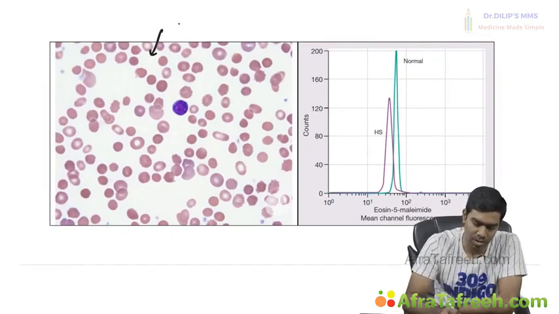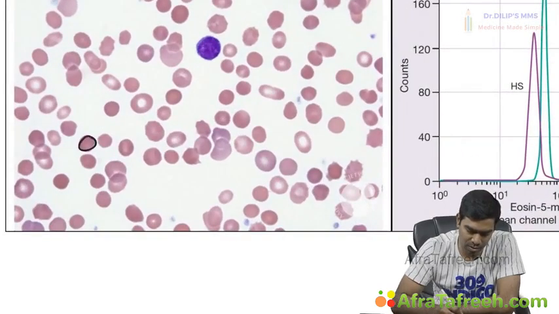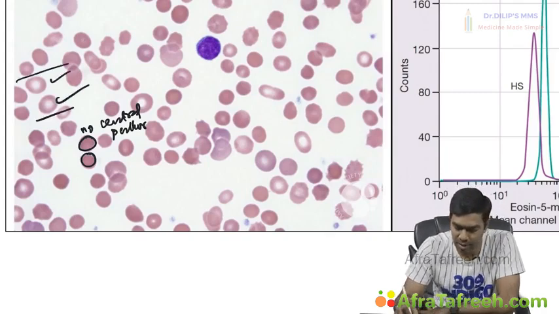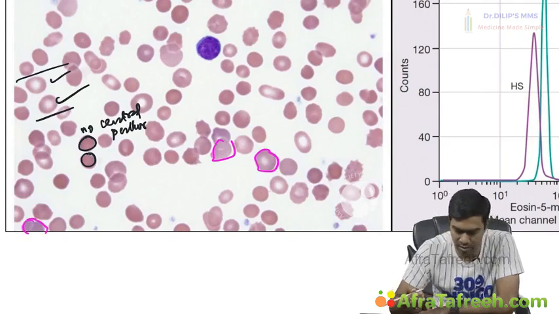Number one, this is a peripheral smear. You can see a lot of spherocytes. These are all spherocytes. There is no central pallor. Amidst many normal RBCs with a good central pallor, at the same time you can see slightly bigger RBCs. These are a little bit polychromatophilic. You can see this RBC. Polychromatophilic means a little basophilic content is there.